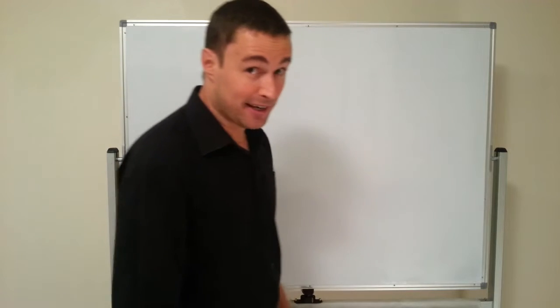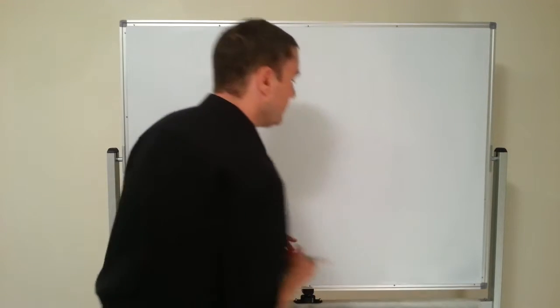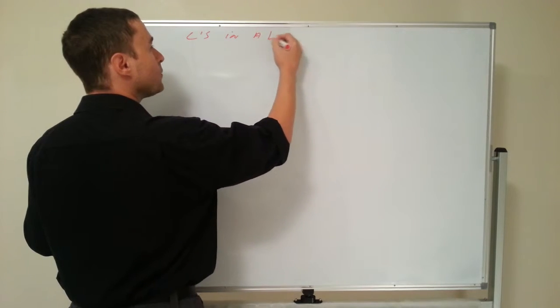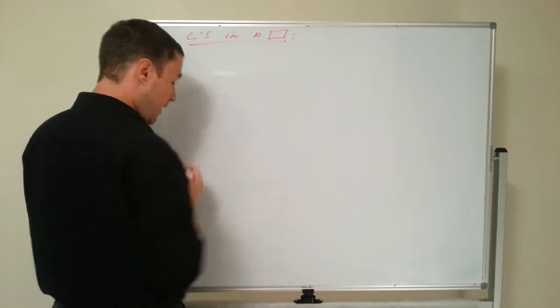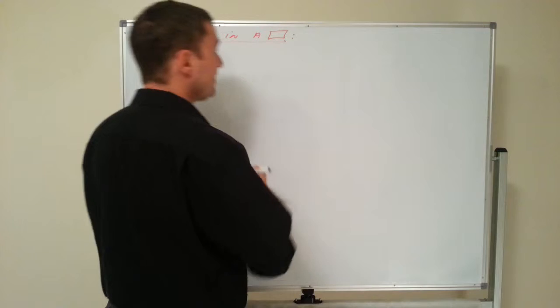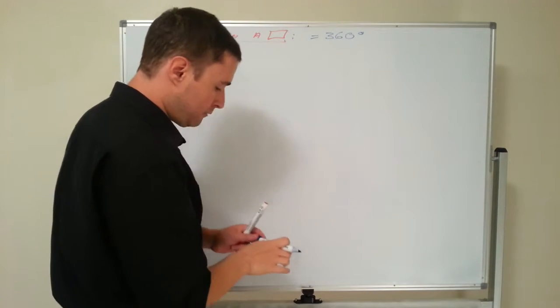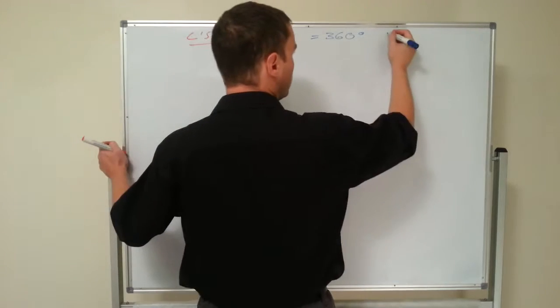What we're going to be looking at today is angles in a quadrilateral. So, angles in a quad, right? And the thing with angles in a quad is that they always add up to 360 degrees. Now, if you're thinking about this, why would they do that?